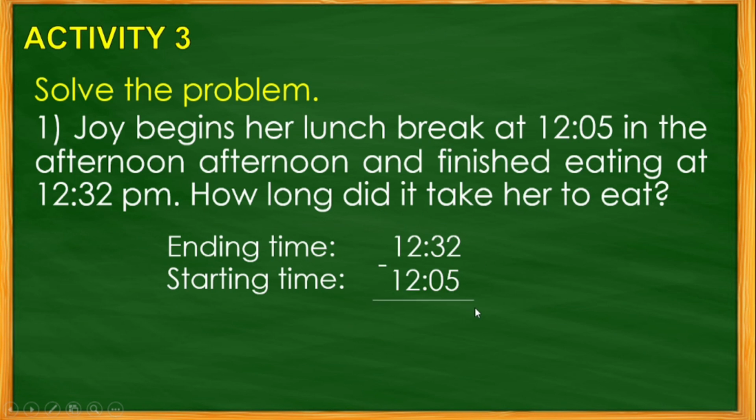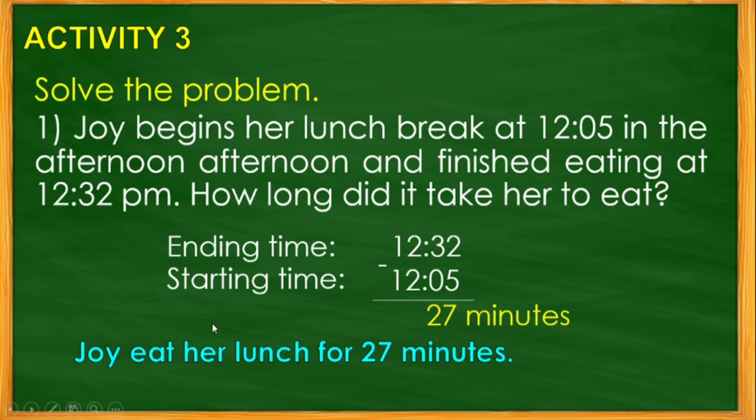So subtract 5, 2 minus 5 cannot be. So let's borrow 2, 12, 12, 7. Then we have 27 minutes. So Joy ate her lunch for about 27 minutes.